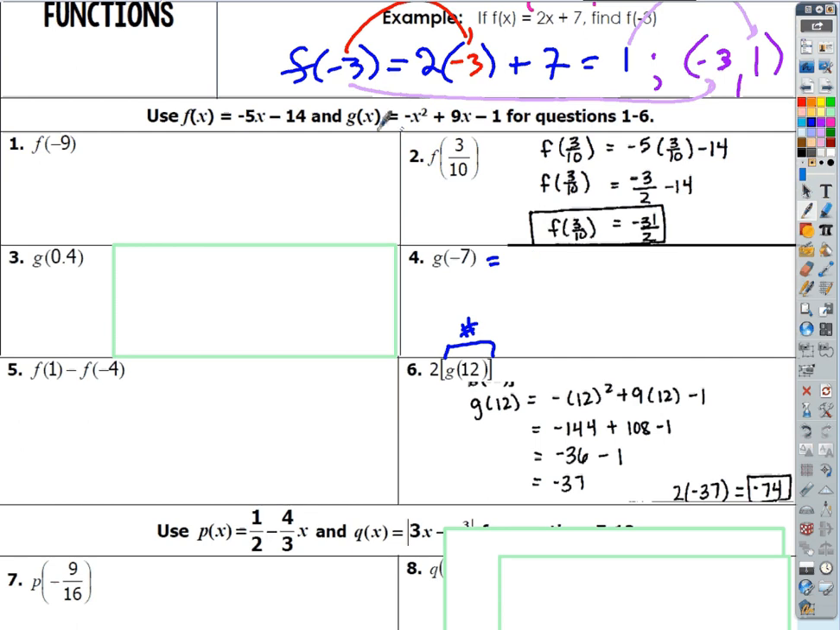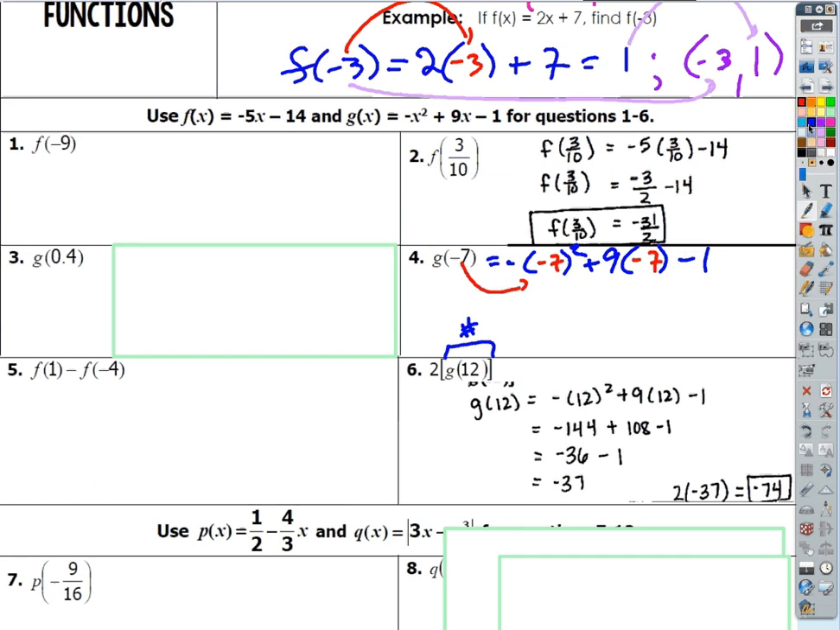If g of x is negative x squared plus 9x minus 1, how do I find g of negative 7? Every place where I have an x, I'm going to open up a set of parentheses for substituting, right? So I get a minus x squared plus 9 times x minus 1. And in all those places, instead of an x, I'm going to plug in a negative 7.